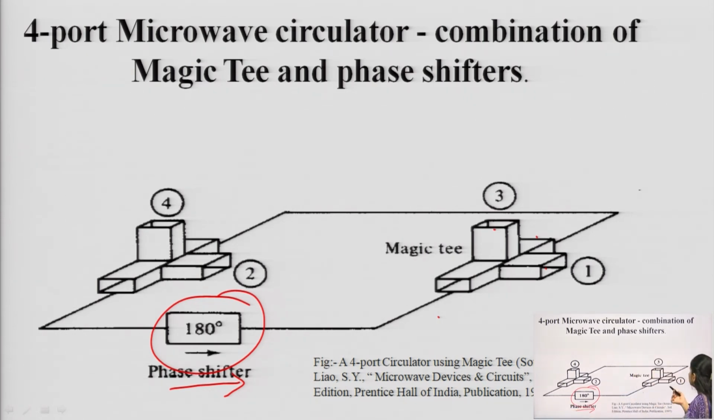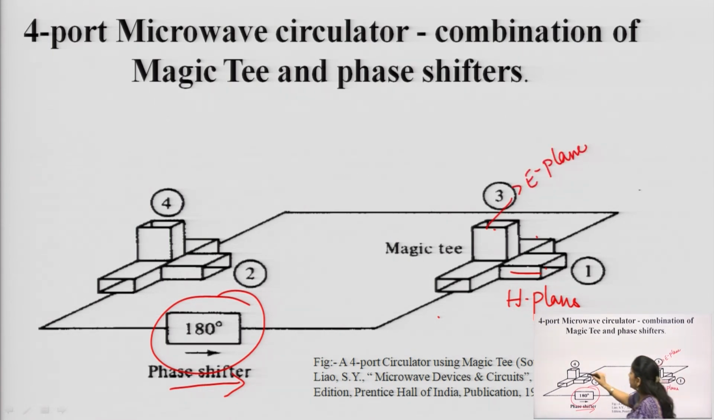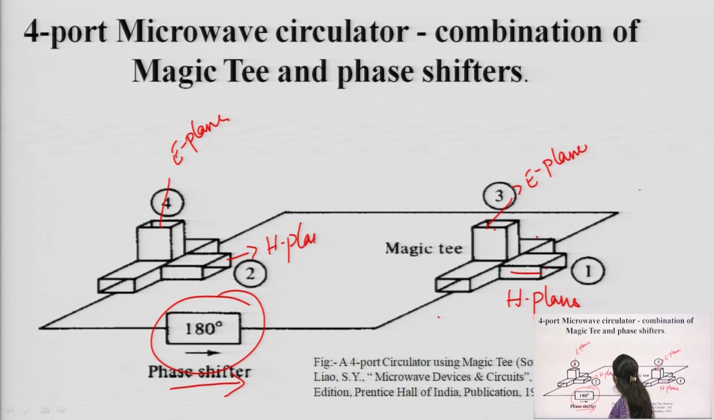So, let us see, this is one signal and we know that this is the H plane and this is the E plane. Similarly, this is the E plane and this is the H plane. So, as per the property of the H plane, when the signal is inserted, and one thing more, this is port 1 of my circulator, this is port 2 of the circulator, this is port 3 of the circulator and this is port 4 of the circulator.